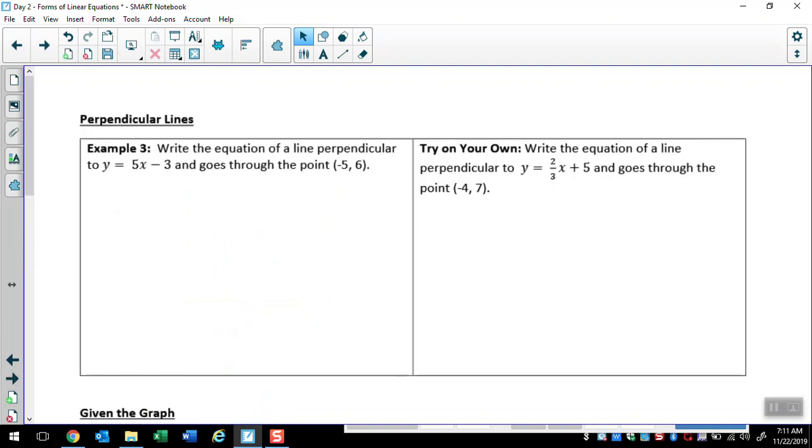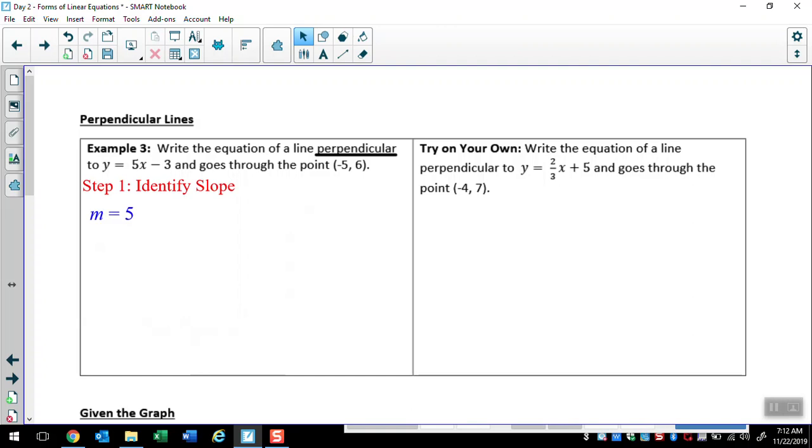Perpendicular lines. Write the equation of a line that's perpendicular to this one and goes through this point. All right, so now we have to do a little more work for our slope. We're given this equation. They want us to write a new equation that is perpendicular. So now we have to remember what we learned about perpendicular lines. So the first thing we're going to do is identify our slope. Well, when we look at the given equation, the slope is 5.